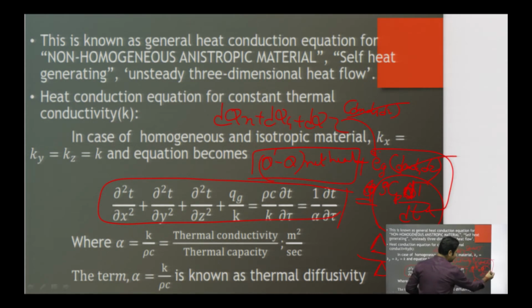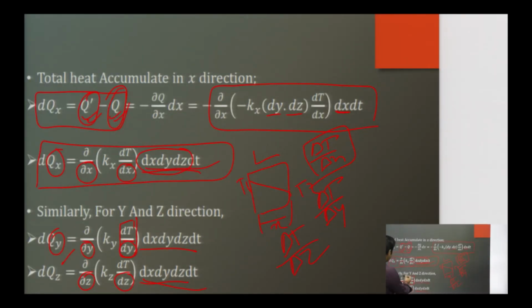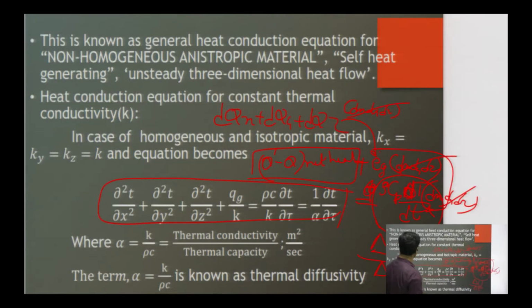Okay, so here also it goes off. And then what happens? It has a k. Can you see this? This is kx, this is ky, and this is kz. Since we have taken an isotropic material, the properties remain constant. It's homogeneous, so kx, ky, kz goes off, and this becomes k.